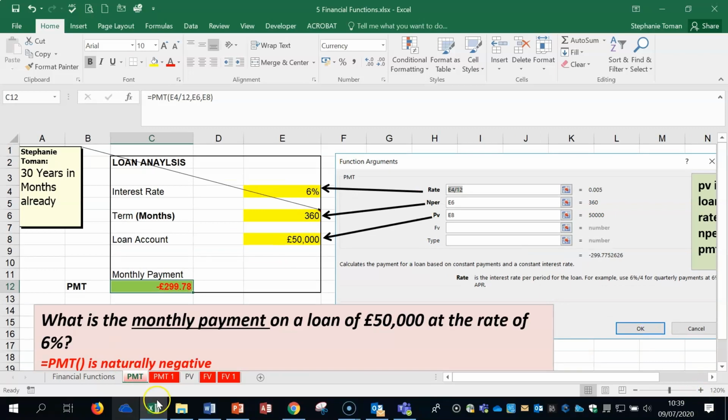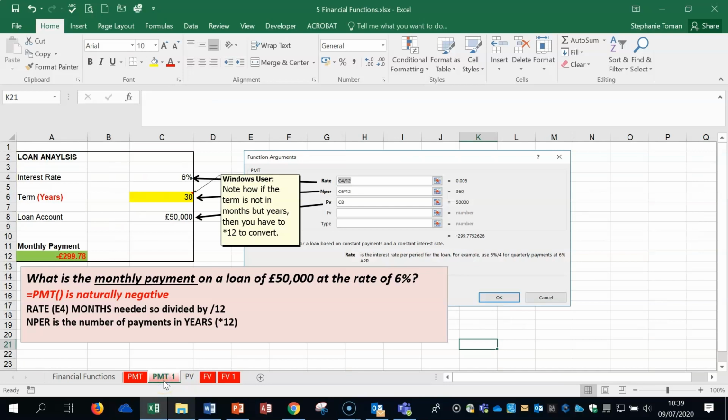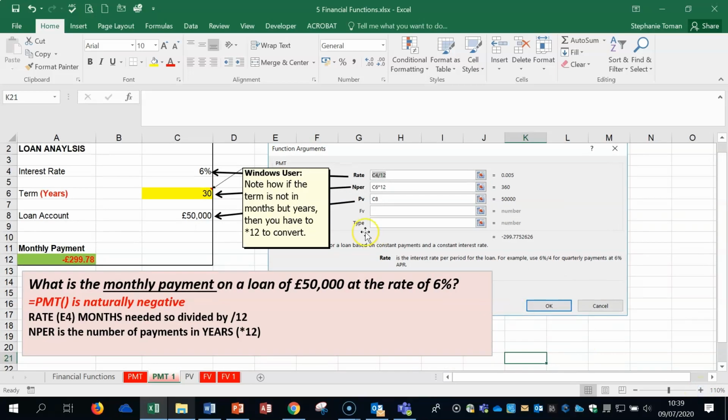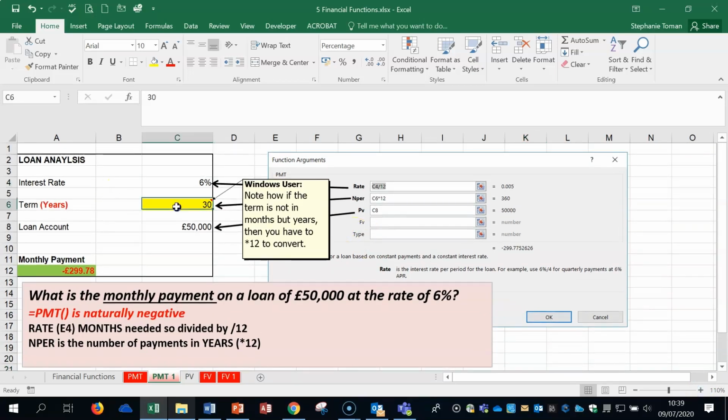Okay. There's another one we're going to do, PMT financial function example on the next tab, PMT1. Okay, things to look at. The sheet will tell you things. The question will give you some information too. What's the monthly payment on a loan? 50,000 at the rate of 6%. So it's pretty much the same question. Our answer's going in here, so I'm going to delete that.